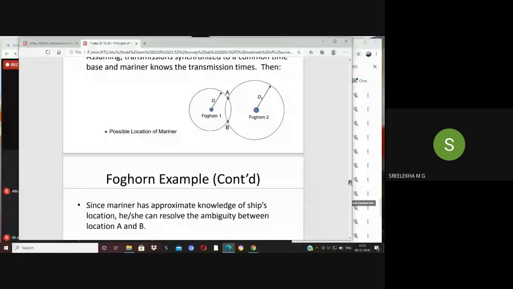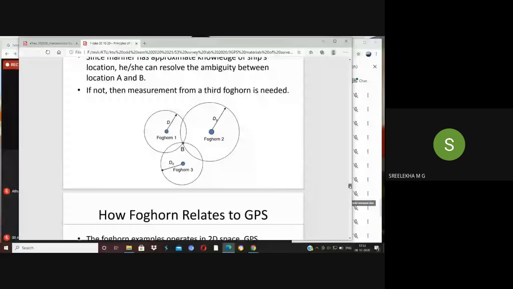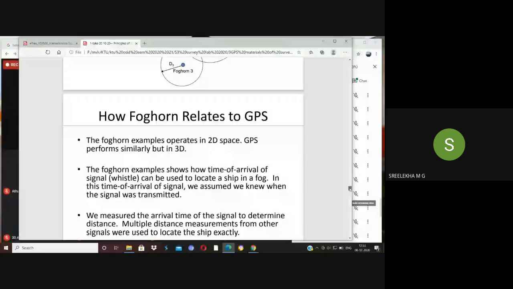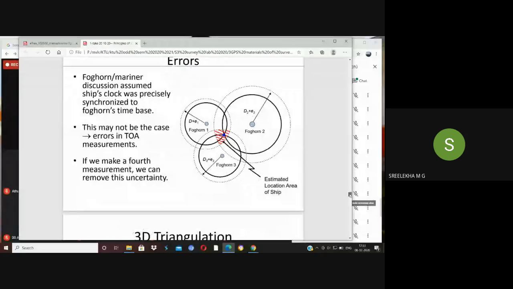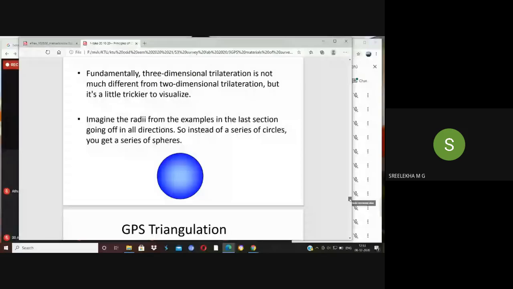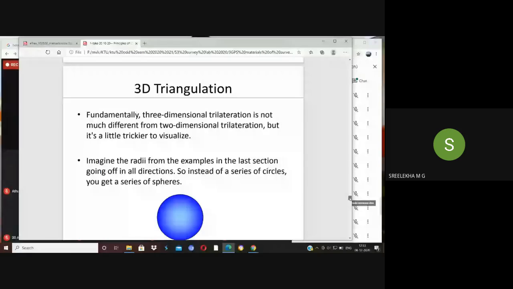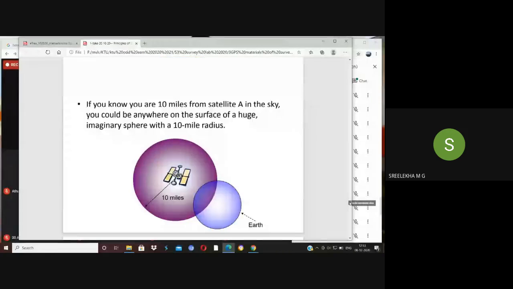So I think it's clear. So what is our application with GPS? It is with reference to the satellites. When you come to the trilateration process in the satellites, it is shown here.